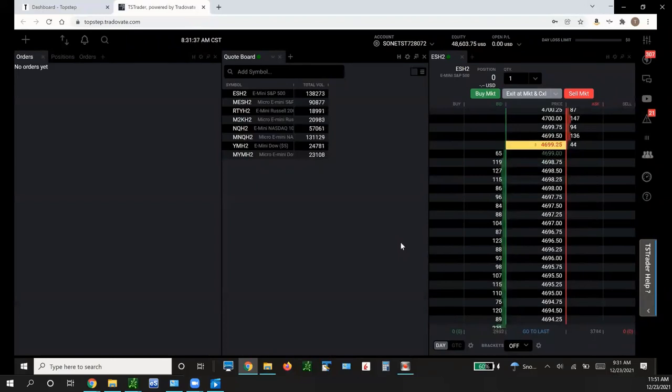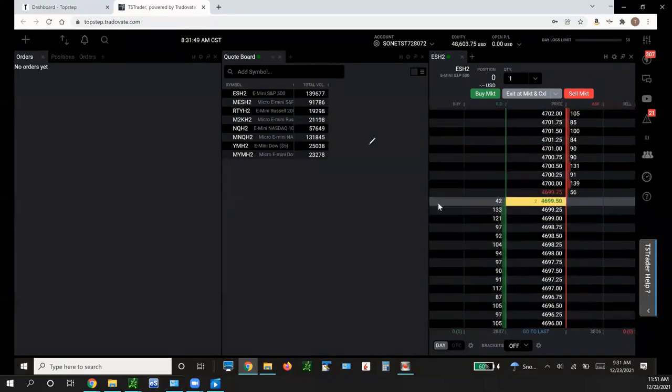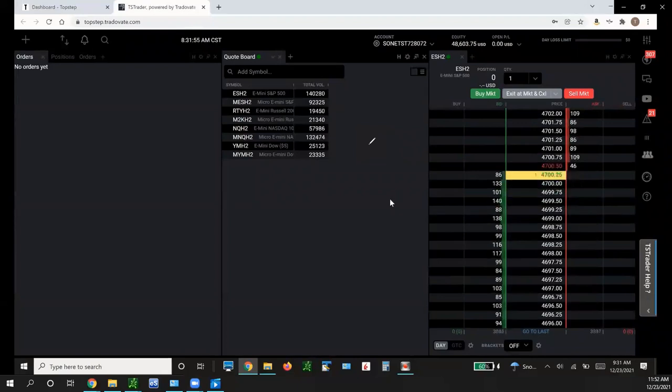Okay, and you can see it's creeping up towards this 4,700. The round numbers are always very key numbers. So it's either going to hold below 4,700 or it's going to bust above it. And that's kind of what we want to look out for. And you can see it got above it.